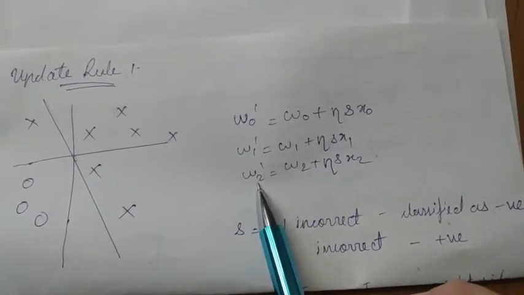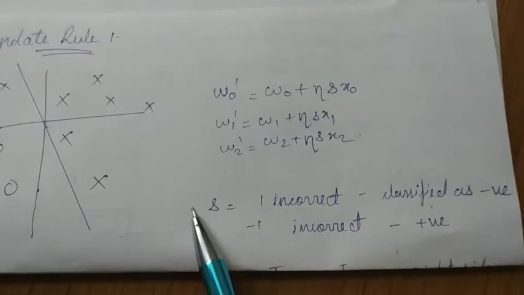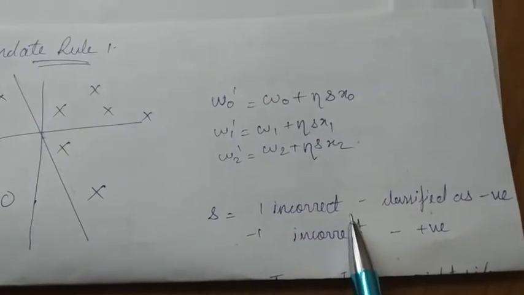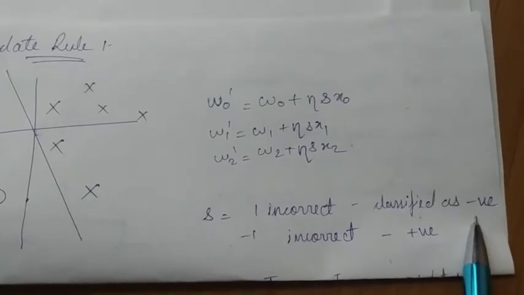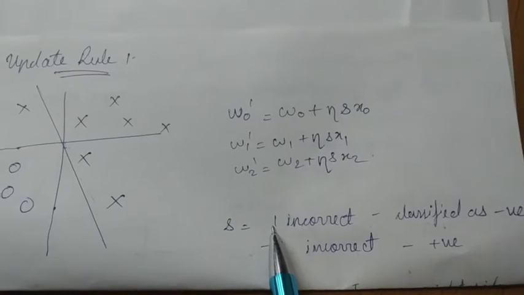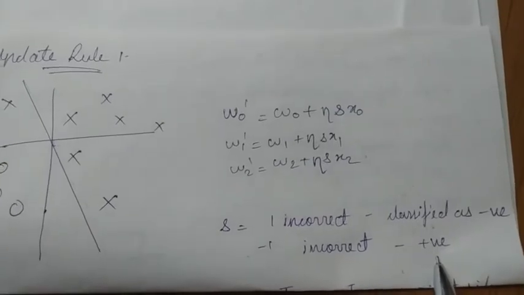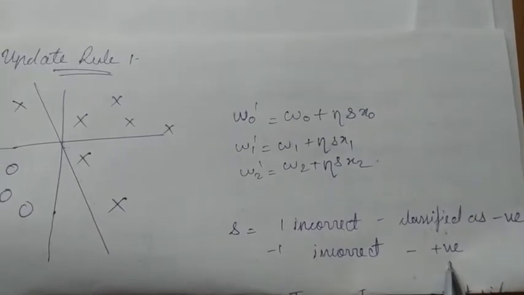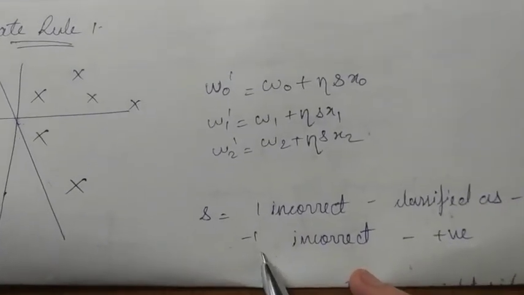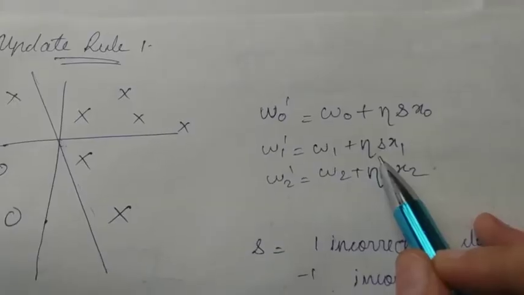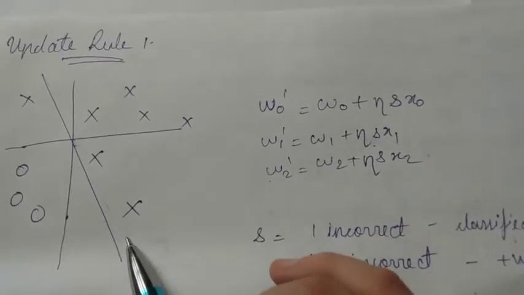Now how is the value of S decided? Again there are two cases. If a point is incorrectly classified as negative, which means it should be positive, its value will be 1. Similarly, if it is incorrectly classified as positive, where it should be negative, its value will be -1. Thereafter, substituting these values into this equation, with the help of this new vector, it will update this classification.